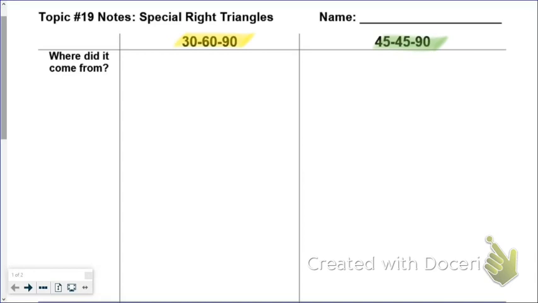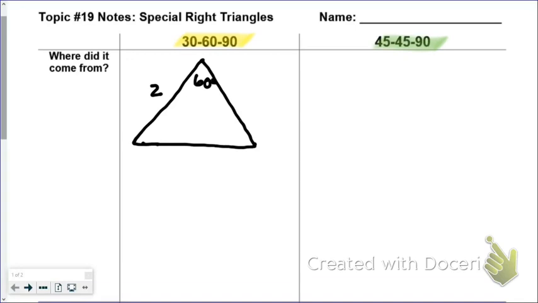So we're going to look at a triangle that has angles with degrees of 30, 60, and 90, and then triangles that have degrees 45, 45, and 90. But first we're going to learn about where these came from. So what I'm going to look at is I have an equilateral triangle here. We know that an equilateral has all the same angles of 60 and also the same side length. So if I made that one 2, then all of these become 2 as well.